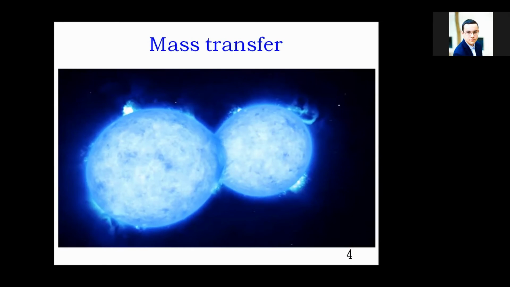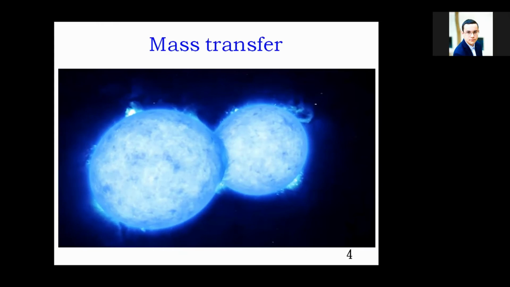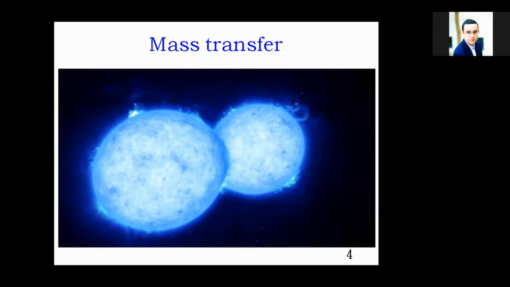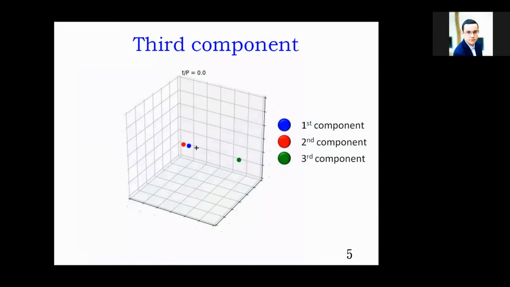In some cases, stars in a binary system are so close that the mass transfer begins due to the relatively close position of the components in the system. And in addition, sometimes a third or even fourth component is present in the system. That could be a planet, an exoplanet, or a small star.